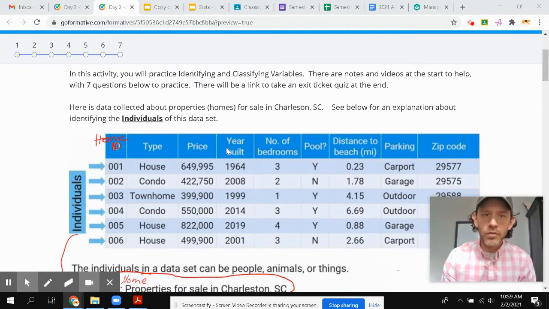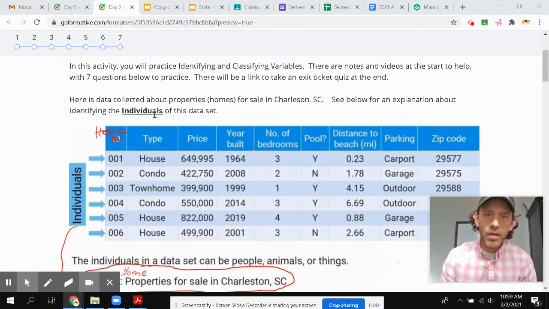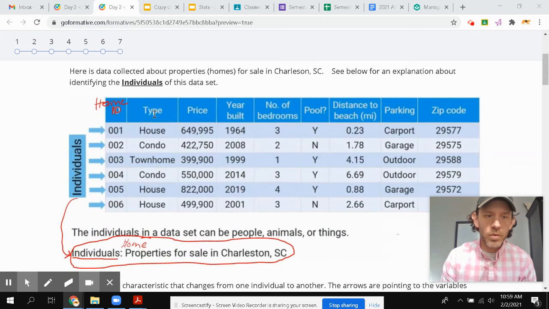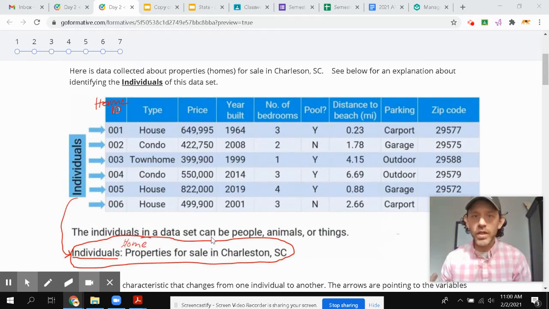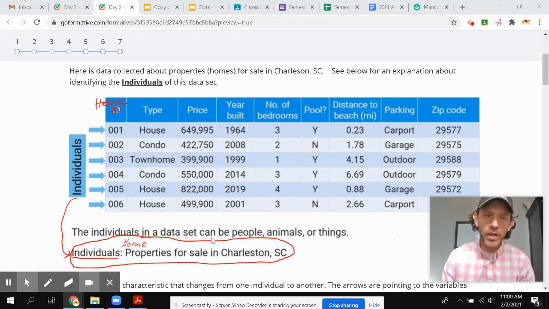And the first thing we're going to do is break it down by what we would call individuals. In this case, when we think about individuals, we're thinking about the people or animal or thing that we're collecting data about. So it's not like individual, like a person always. Like in this example, we're actually collecting data about properties, homes.